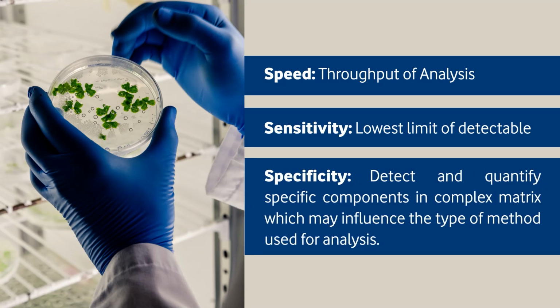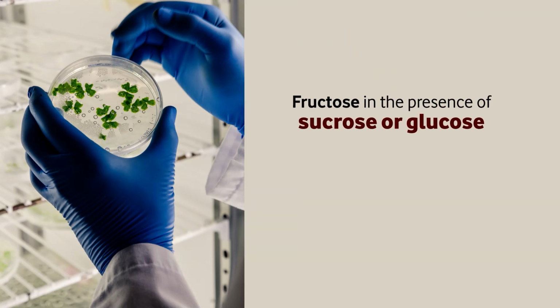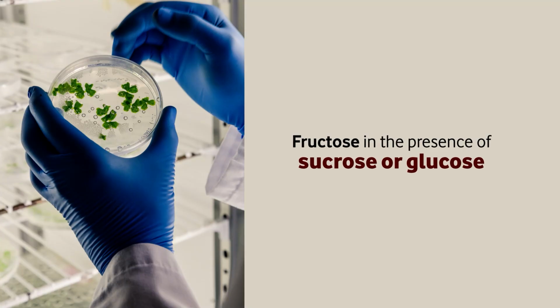And then it is able to specify, for example, fructose in a mixture of sucrose and glucose. If you want to specifically determine fructose, that is specificity. So among various constituents of similar nature, if you can specifically identify the one you are looking for, that is specificity. These are the criteria for instrument selection.